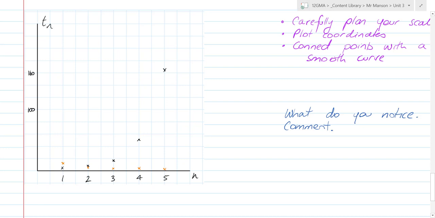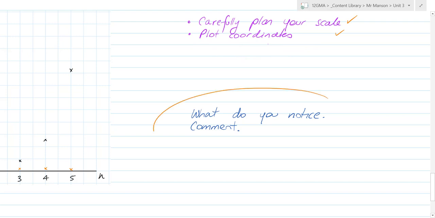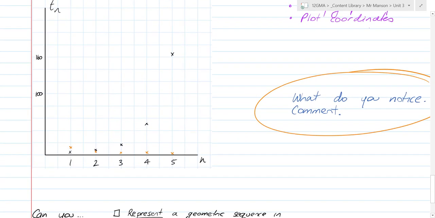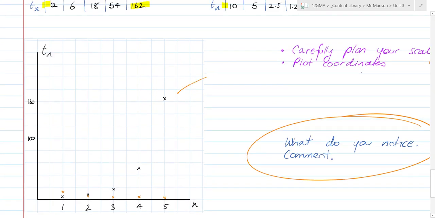And then, what do you notice? Hopefully you notice that for the sequence here, R, our common ratio, is greater than 1, and it's a growth sequence. And for the sequence here, R is less than 1, and it's a decay sequence. It's going down towards 0. And they're the main features of our exponential growth graphs. We'll leave it there. Next lesson, we'll be moving on to Earth geometry.